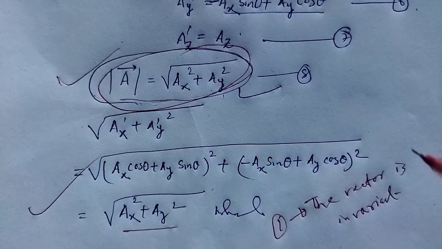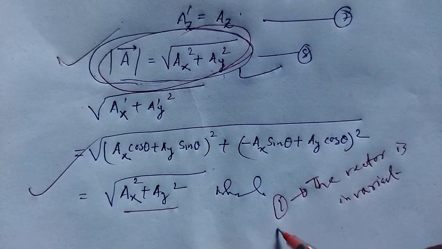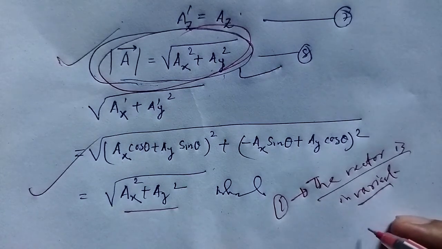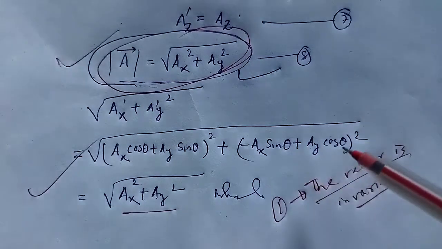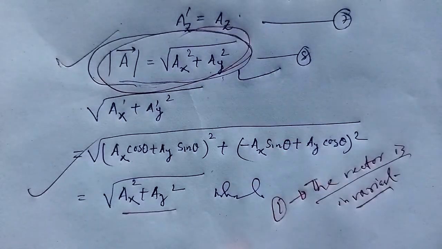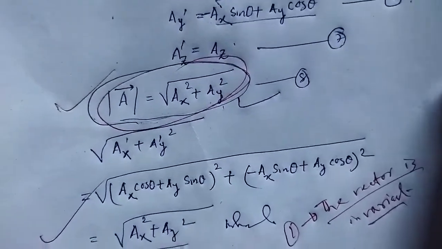So, we can say the vector under rotation is invariant. That means there will be no change in its magnitude as well as its direction. So, for the overall topic, rotation of coordinate axes, or the properties of a vector under rotation, we can conclude that the vector is invariant under rotation. That means there will be no change in its magnitude as well as direction. We can find this out with the help of this mathematical method, or by using these mathematical formulae.